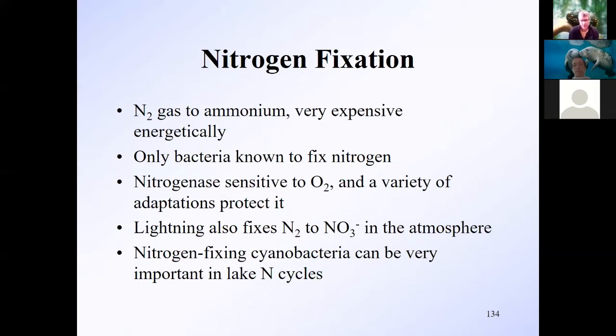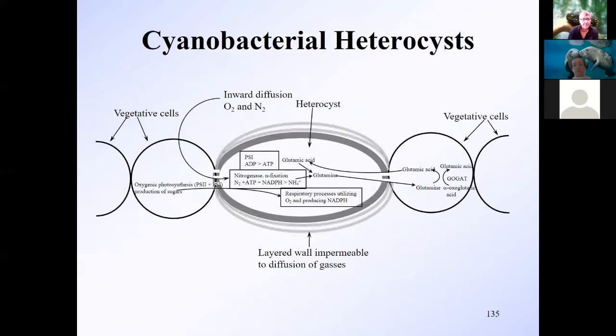Nitrogen fixing cyanobacteria can be really important in lake nitrogen cycles, particularly when you load a lot of phosphorus in. It allows them to catch up to that and really make some impressive blooms. So here are cyanobacterial heterocysts, and I should change this slide because they've renamed heterocysts heterocytes, and that's just happened over the last couple of years, and I have trouble changing what I learned as an undergraduate and a graduate student. So we can call this a heterocyte or a heterocyst if we want to.